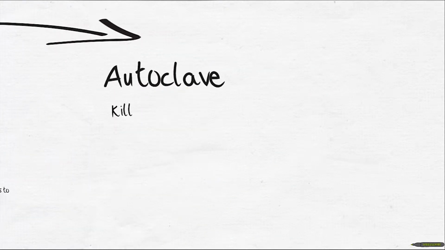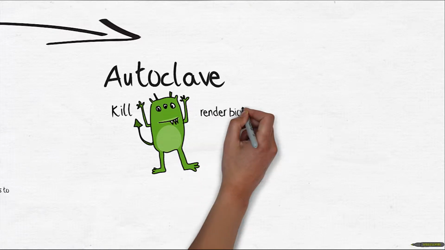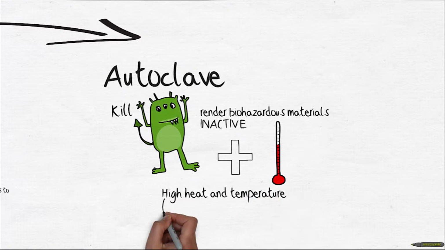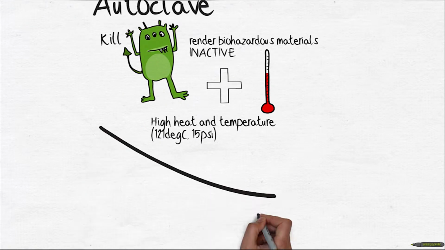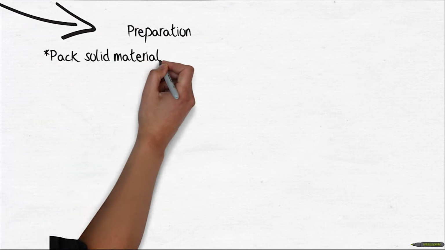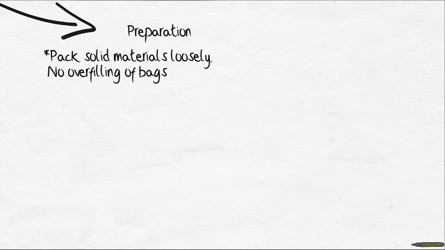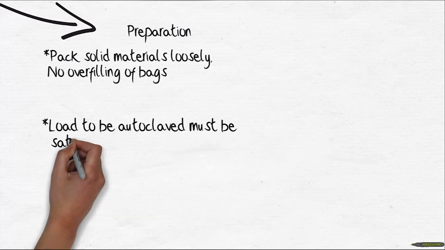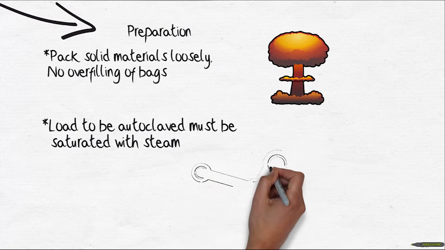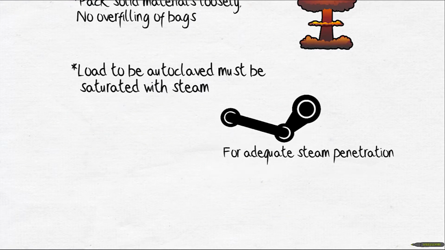Next, autoclaving is the killing of microorganisms and basically to render biohazardous materials inactive by exposing them to high temperature and pressure of 121 degrees Celsius, 15 psi for 1 to 2 hours. Prior to autoclaving, it is important to not overfill the autoclave bags and to saturate the load to be autoclaved with steam. Failure to do so may result in explosions and inadequate steam penetration, preventing proper sterilization to be carried out.